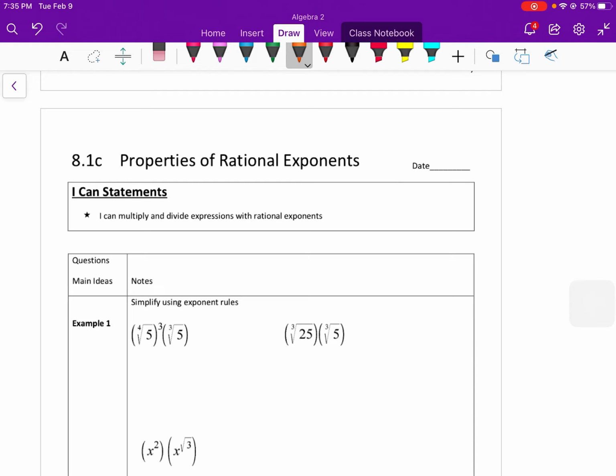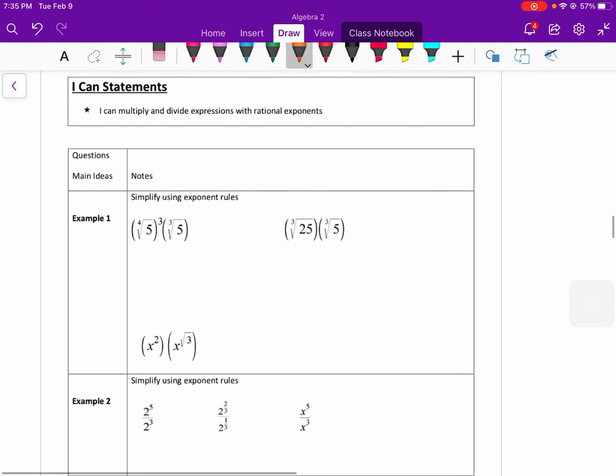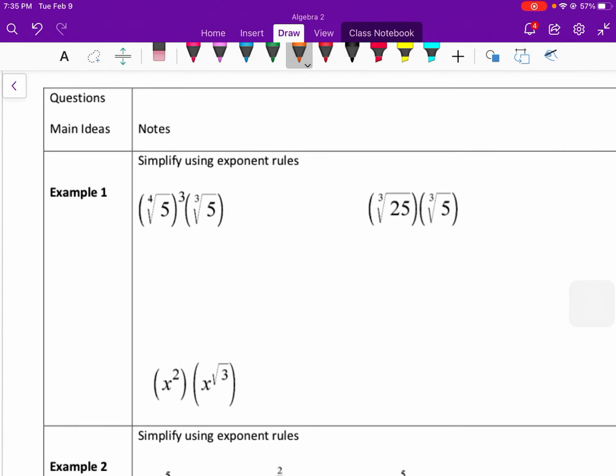Welcome back, class. This will be 8.1c, properties of rational exponents. So now we're going to be adding some new stuff, but it will blend into the review of what we've learned in these past few days. So in this first case, we have a fourth root and a cubed root, but in both cases our base is the same.